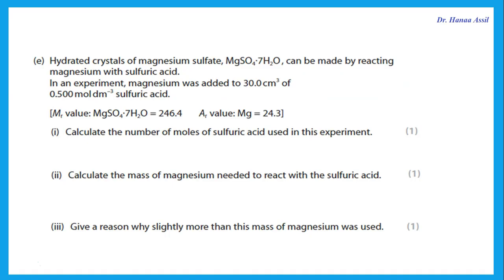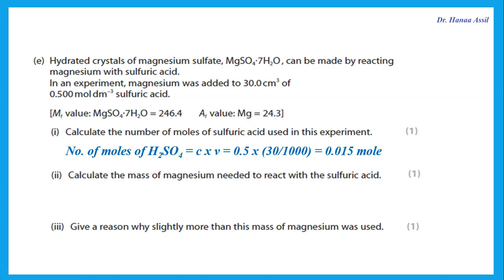Hydrated crystals of magnesium sulfate, that is magnesium sulfate 7 water, can be made by reacting magnesium with sulfuric acid. In an experiment, magnesium was added to 30 centimeter cubed of 0.5 mole per decimeter cube sulfuric acid, and the first question is, calculate the number of moles of acid. Of course, to get the number of moles of acid, this is a solution, so concentration times volume. Again, the volume in centimeter cubed has to be divided by 1,000, so we get the number of moles of sulfuric acid.